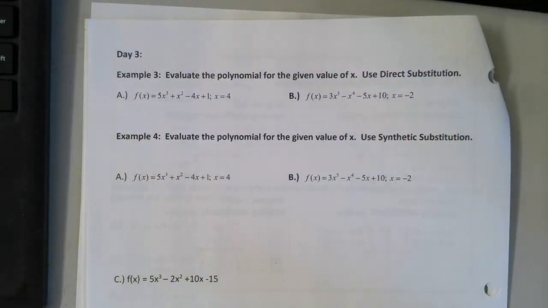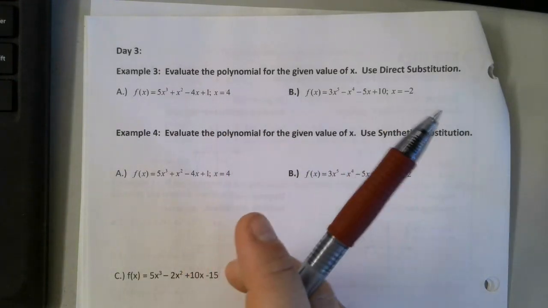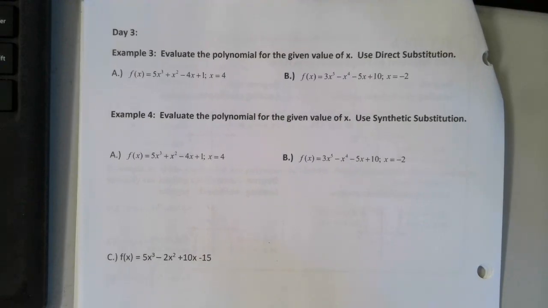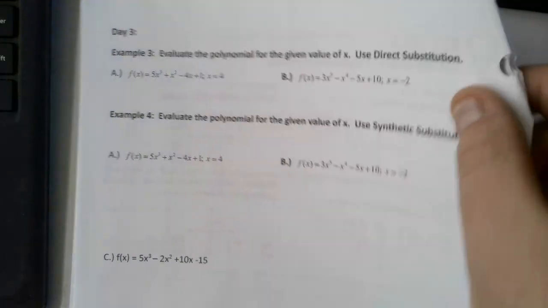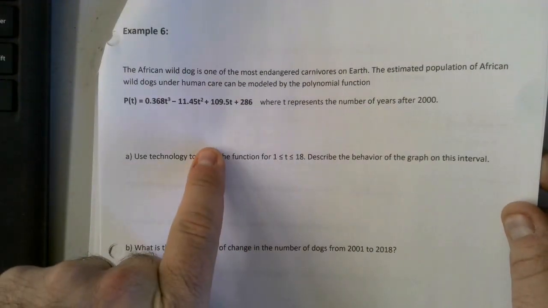Okay, welcome back, guys. Today we're going to talk about how to evaluate a polynomial different ways, and we're going to graph some polynomials, and I'm going to show you how to maybe do some modeling in real life scenarios.